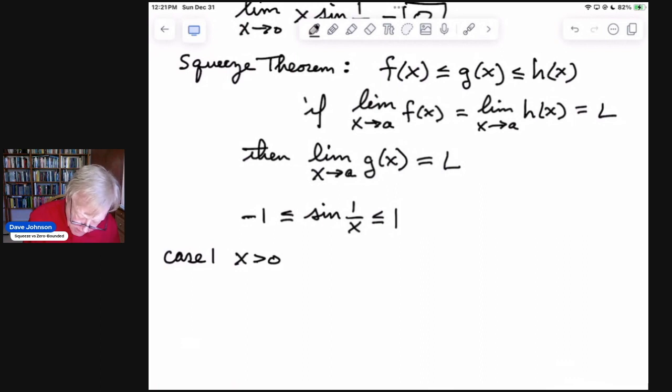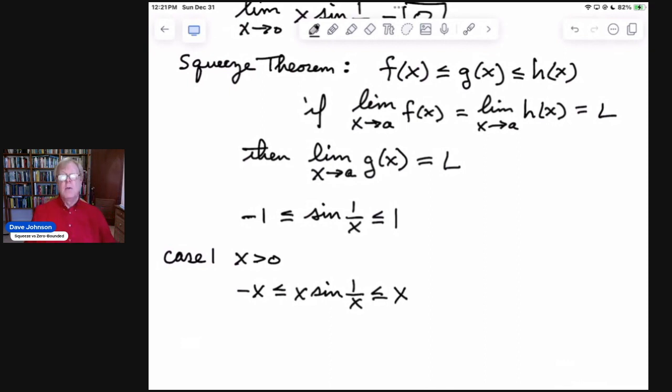And so if I do that, multiply both sides of the inequality by x, now because x is positive, I don't have to change the direction of the inequality. So we get negative x less than or equal to x sine 1 over x less than or equal to x times 1, which is x. Okay, so far so good. But we have to be, again, careful here, because this is only true for x greater than 0.